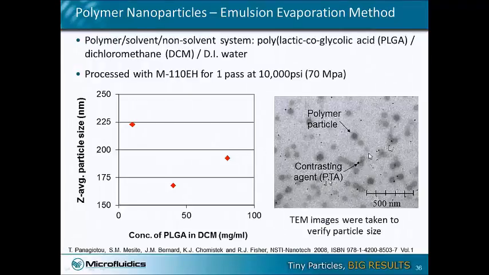We looked at the effect of the concentration of PLGA in DCM on the particle size. You can see that as you increase your PLGA concentration, you get smaller particles, and at a point, if you continue increasing the PLGA concentration, the particle size will actually increase. So for this formulation, if you want the smallest particle size, this is the optimum concentration you want to use.